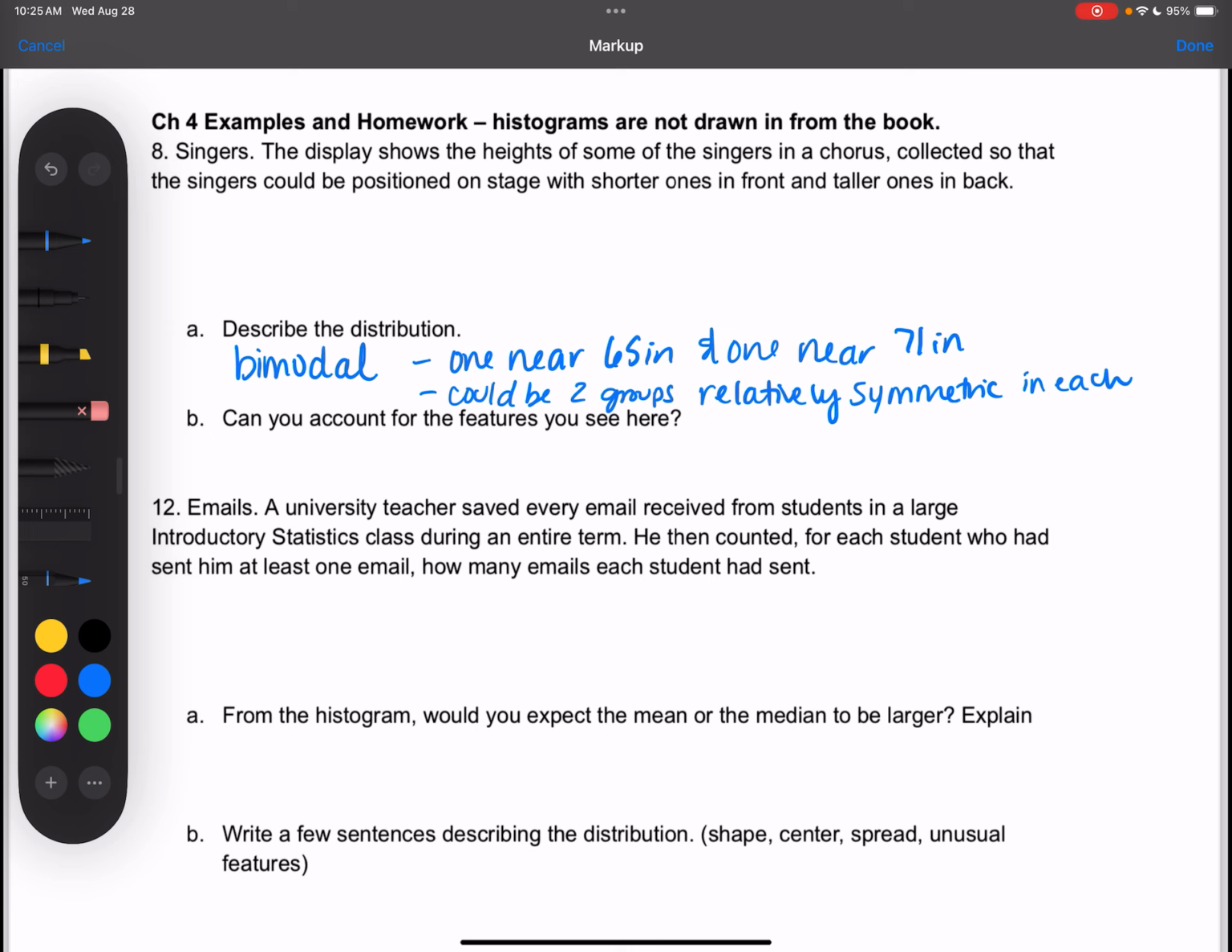Anyways, but that's the comedy. So, what can account for these features? Probably a group of girls that are shorter because the average height of females is like 5'3" to 5'5" ish, which would be around the 65 inches.